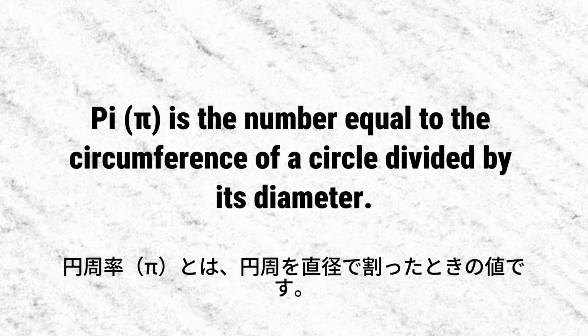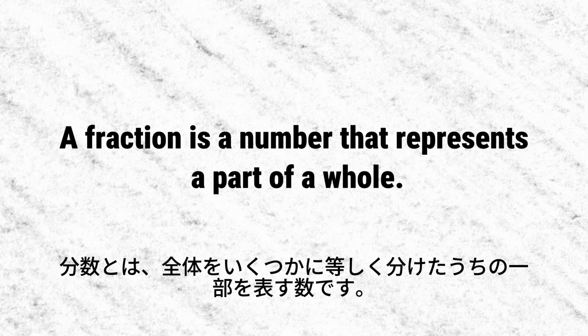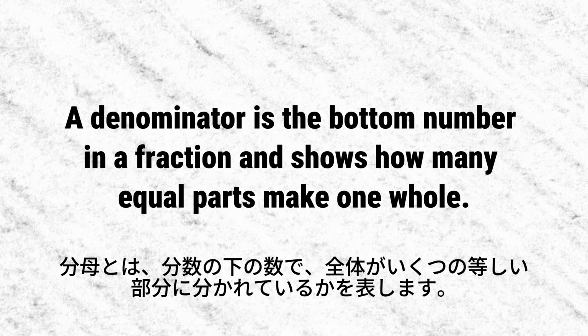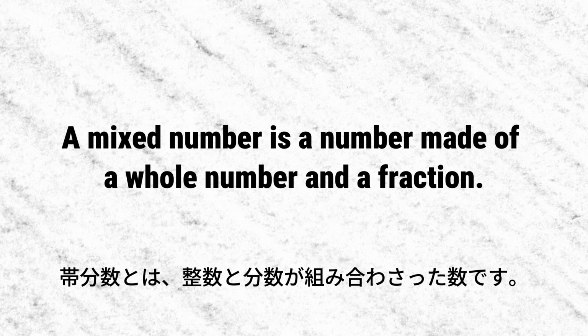Pi is the number equal to the circumference of a circle divided by its diameter. A fraction is a number that represents a part of a whole. A numerator is the top number in a fraction and shows how many parts are taken. A denominator is the bottom number in a fraction and shows how many equal parts make one whole. A mixed number is a number made of a whole number and a fraction.